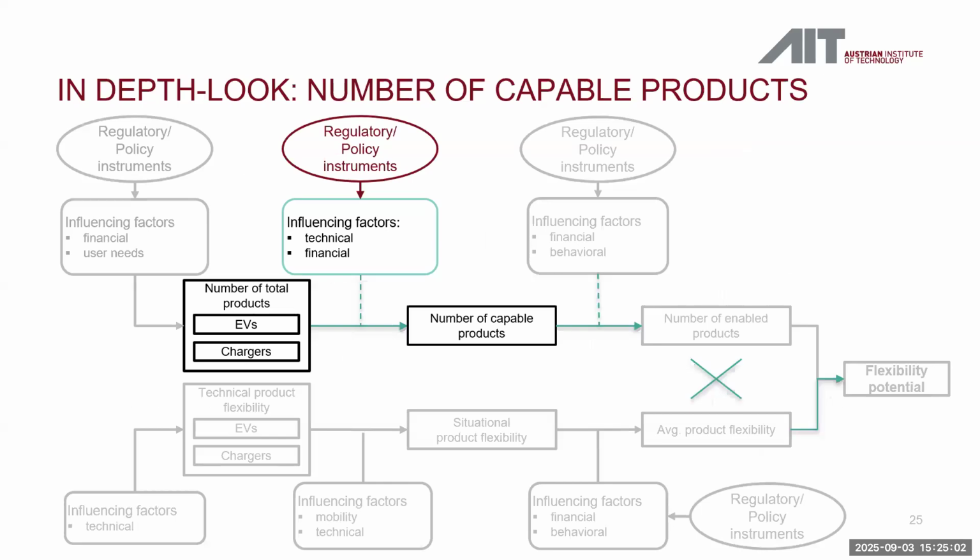So now we are going from the number of total products to the number of capable products. And for this point, what we are considering here on the next slide is that we are looking mainly at the chargers.